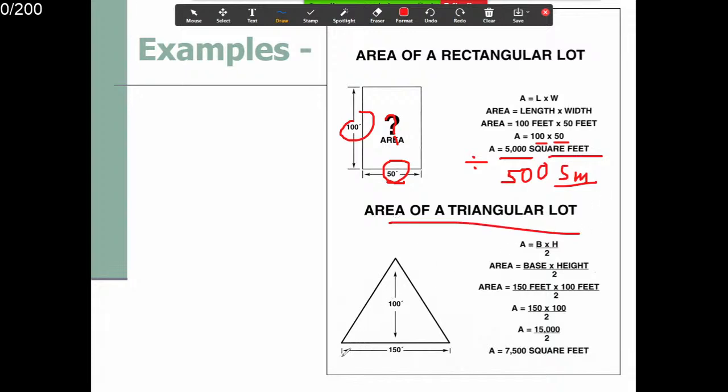Okay, area of a triangular lot. So this is 150, the base, and the height to the highest point is 100. You might say, oh, what if the highest point was over here?